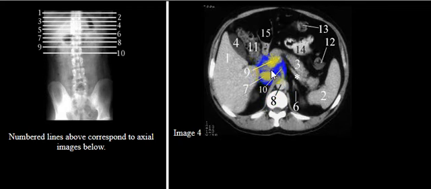As we see here, this is an accessory or replaced branch. If there is no right hepatic artery here from the common hepatic, this is the replaced one. If there is a hepatic artery here on the right side, this is an accessory one.